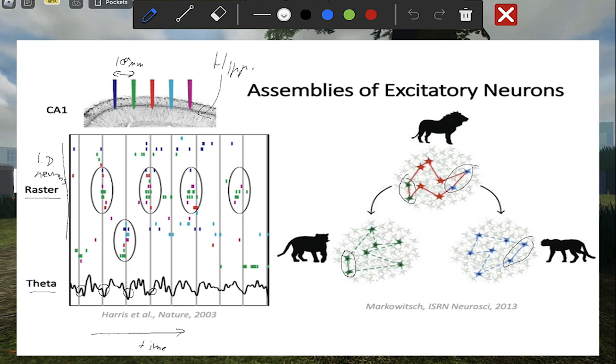And so the degree of overlap in terms of their shared neurons in their assemblies is a rough correlate for their relationship in memory space. At least that's the hypothesis.